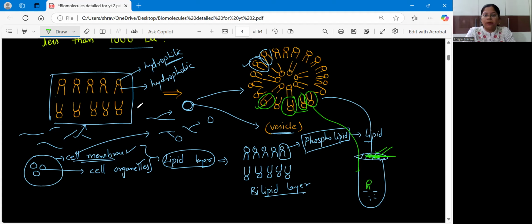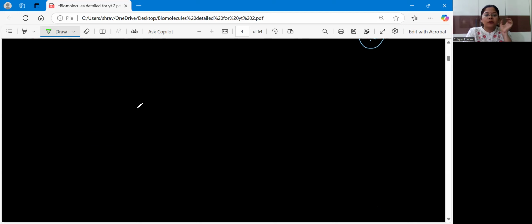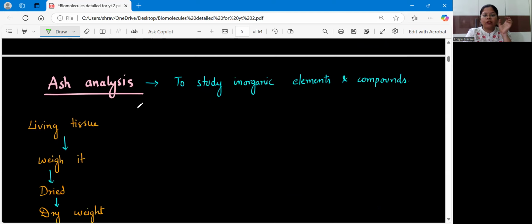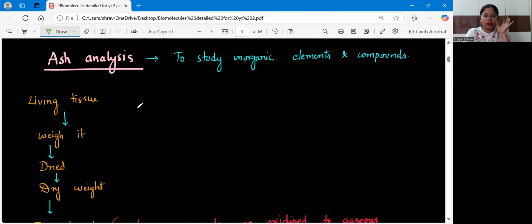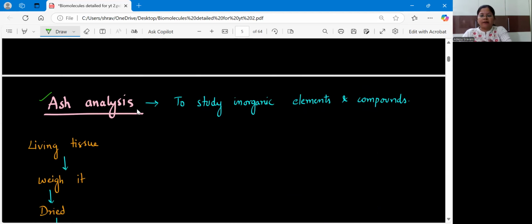So this is all about our chemical analysis, which gives us an idea about the types of biomolecules, wherein we can classify biomolecules into biomicromolecules and macromolecules. Now the next topic is ash analysis. What do you mean by ash analysis? As I have already told you, ash analysis is done to study the inorganic components in the living organism.